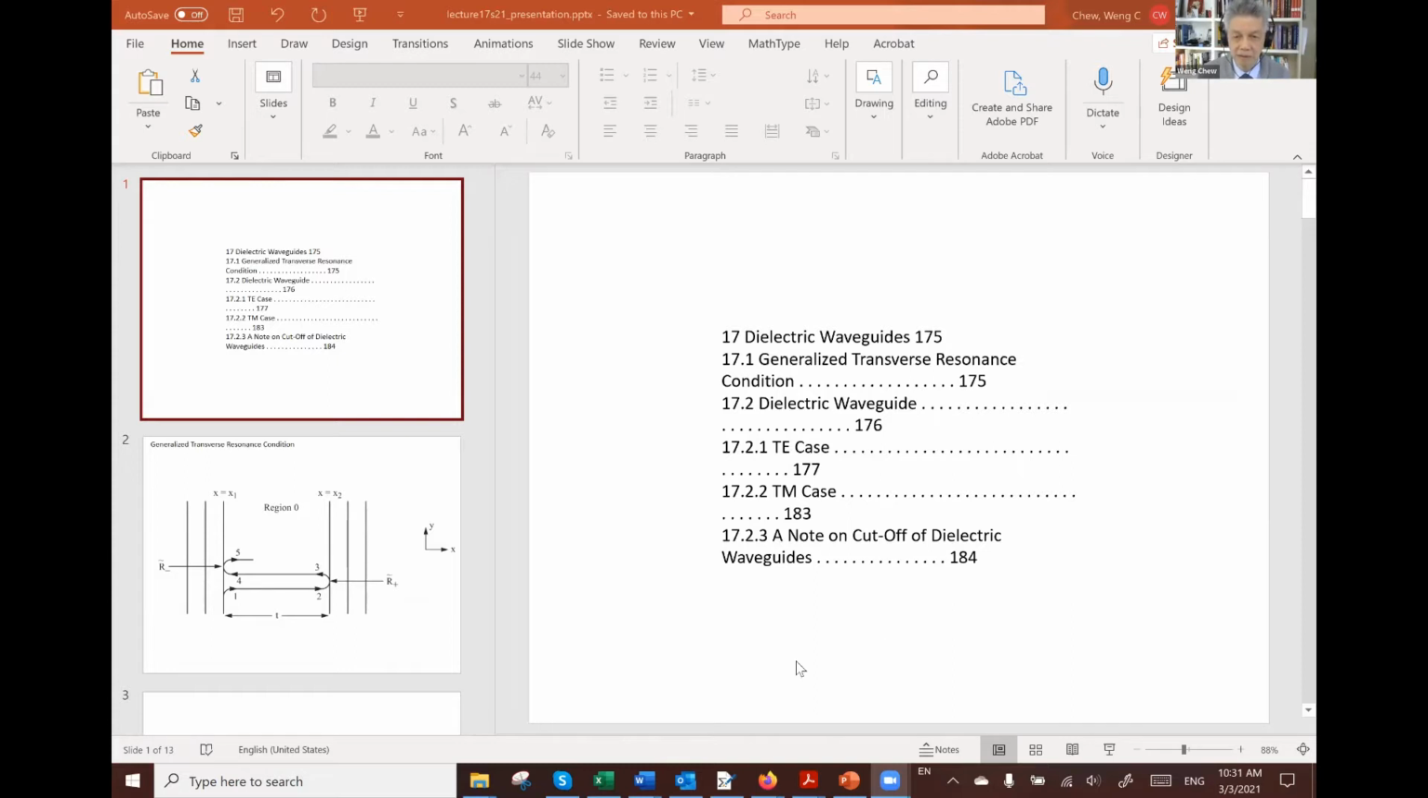Okay, in this lecture we'll talk about dielectric waveguides. And then we'll talk about TE polarization and TM polarization. And we pay special note to the cutoff of a dielectric waveguide. And before I do that, I'd like to talk again about the generalized transverse resonance condition.